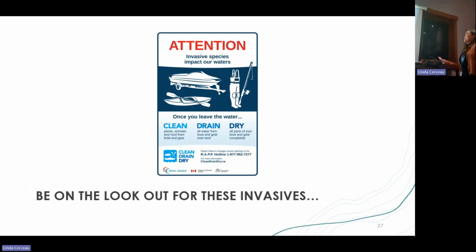Okay, so the next few slides, we're going to be talking about ones to look out for. Not that I've necessarily confirmed whether or not they're in the Musconetcong, that's another story. But of course, this is my plug for clean, drain, dry. Please clean, drain, dry your boats, your kayaks, clean your boots, your waders, your fishing gear, because that's one of the ways that we can try to prevent the spread of invasive species.